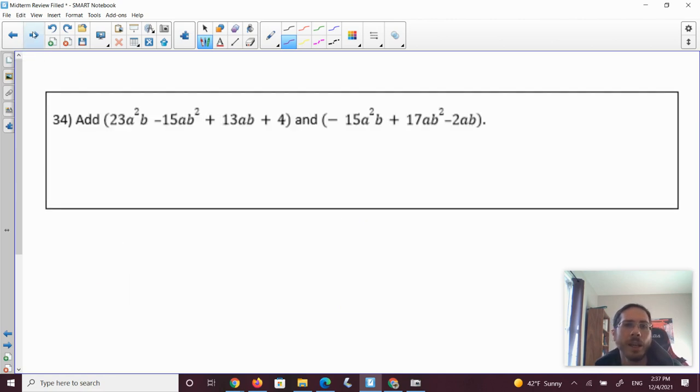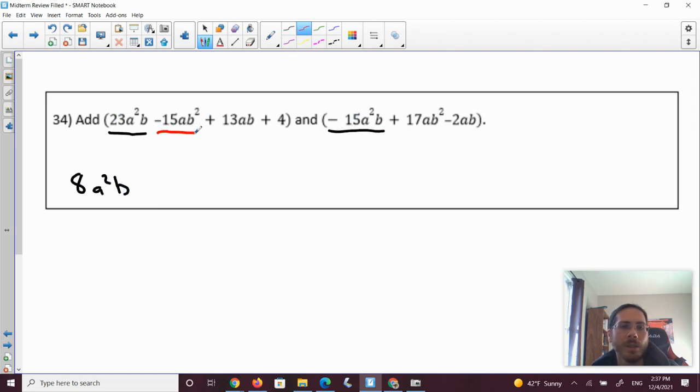For 34, we need to add these two polynomials up. Nice thing is we're going to combine our like terms. So here I've got an a squared b. Here I've got an a squared b. So those two are like terms. 23 plus negative 15 is 8a squared b.